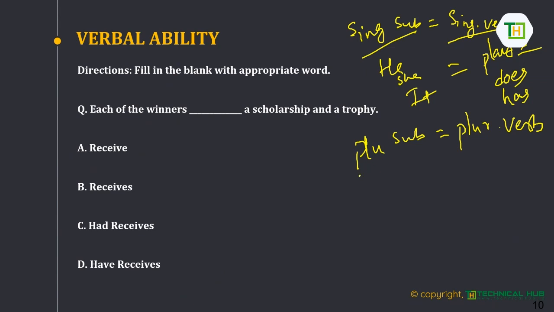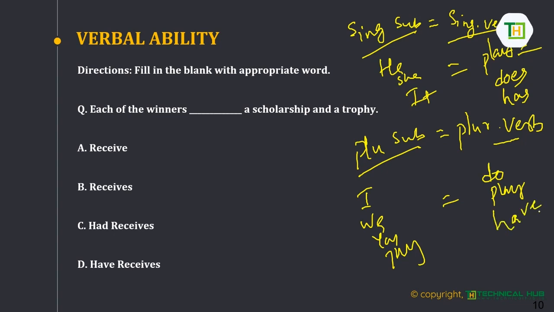And when it comes to plural subject, plural verb, that means I also comes under plural only. I, we, you, they. Whenever you use them, you can directly go with the base verb only. Do or play, sing, dance, any verb. That is right. And here it comes, have. Have should come here.